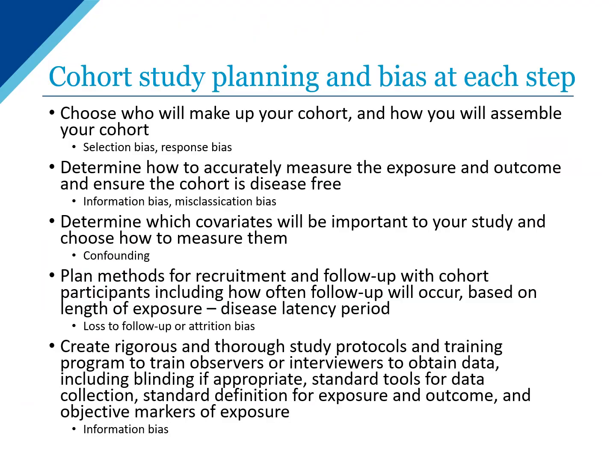These are the broad steps to planning a cohort study and the bias that may be introduced at each step. You need to choose who will make up your cohort and how you'll assemble it. Determine how to measure the exposure and outcome and make sure the cohort is outcome-free at the start. Determine what covariates you'll collect. Plan methods for recruitment and follow-up. Establish standards and train rigorously to obtain the best data possible.